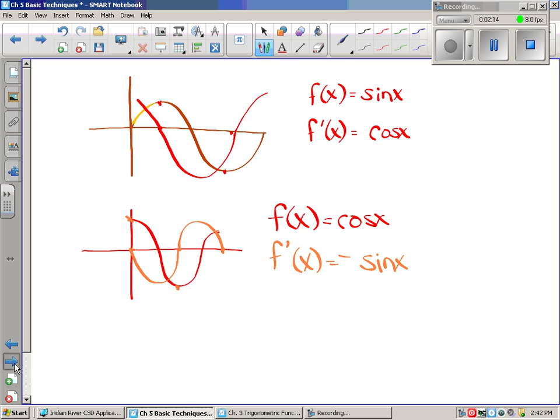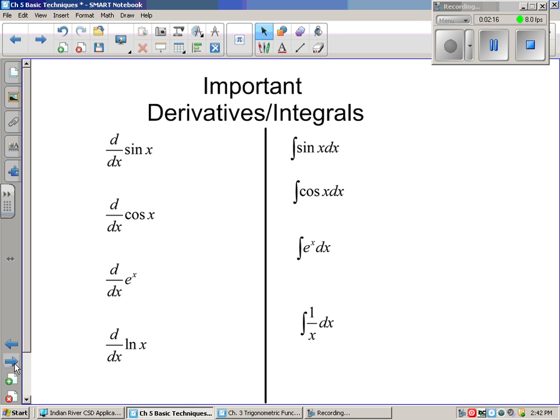And so that is the derivative of cosine. So I'm going to flip to this, and I'll come back here in a second. But the derivative of sine is cosine. And the derivative of cosine is negative sine. Okay, so now let's think through this.